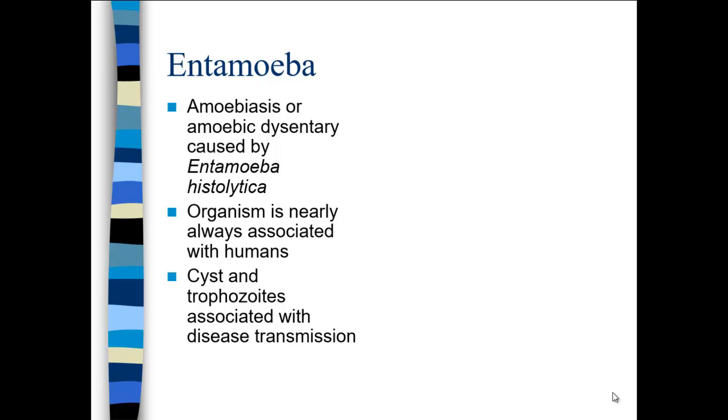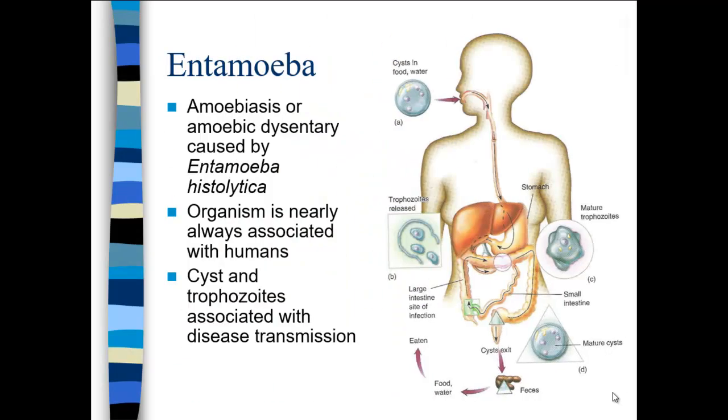Cysts, again, are the dormant state for these parasites, and trophozoites are the vegetative state. So please know the difference between a cyst and a trophozoite, and these are associated with disease. Obviously, under a lack of nutrition or a harsh environment, you get the cysts in food and water. They go through the stomach, and then they get down into the intestinal tract, and here it's nice and yummy. And the trophozoites are released from the cysts in these portions here.